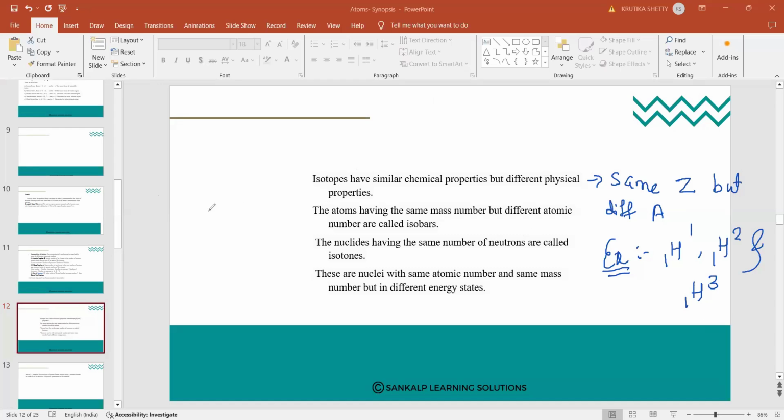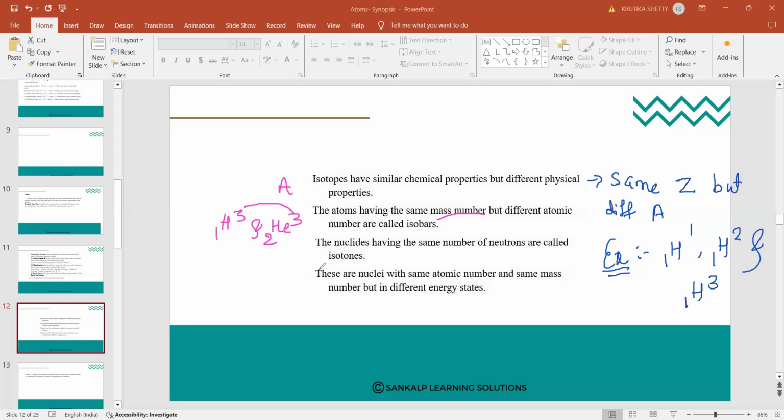What do you mean by isobars? See, these have the same mass number but different atomic number. So above, what was it? Isotopes. The reverse will be isobars. Isobars have the same mass number but different atomic number. Those are called isobars. Here the example is H13 and helium 2 3. You note both have 3, that is the A value is the same but the Z value is different. These are called what? Isobars. Yes.